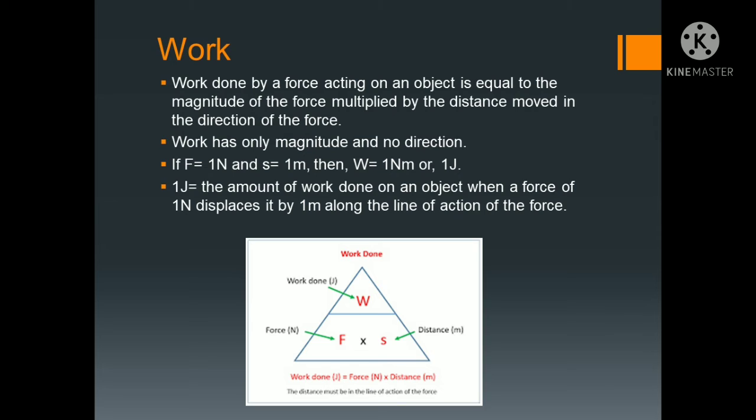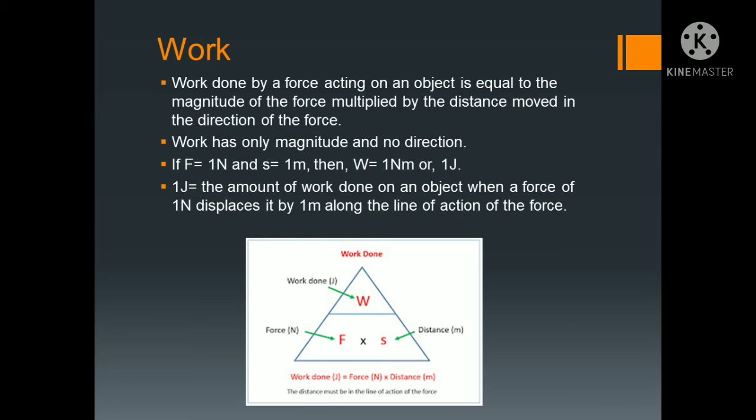Distance is where you are moving. But if your friend is moving the object from left side to right side on the same distance, and you are moving from right to left side on the same distance, there is no fixed direction. That is why it is said here that it has only magnitude but no direction. It is not said that you have to move it in this way only.